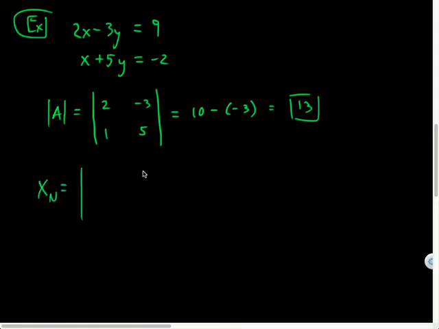So for my x numerator, it's going to be almost the same determinant, except I replaced the x's column with what numbers? 9 and negative 2. See, you guys got this. I'm telling you, this stuff is the easiest in the world, right? So let's find that determinant. 9 times 5, 45 minus, we've got triple negatives going here. Negative 2 times negative 3 is positive 6, but I'm subtracting it. So that looks like 39 is the x numerator, right?